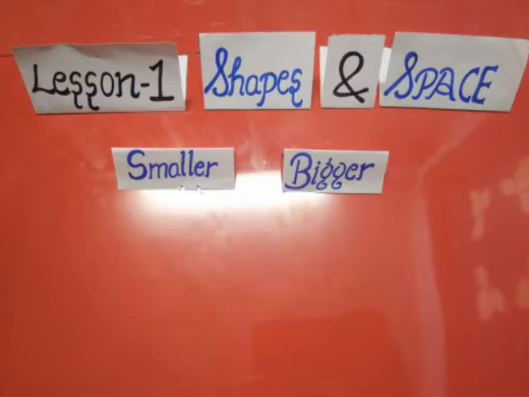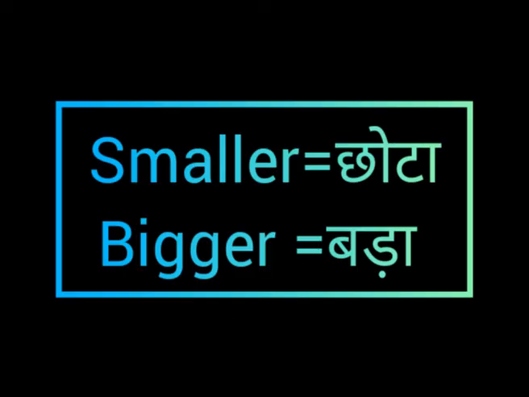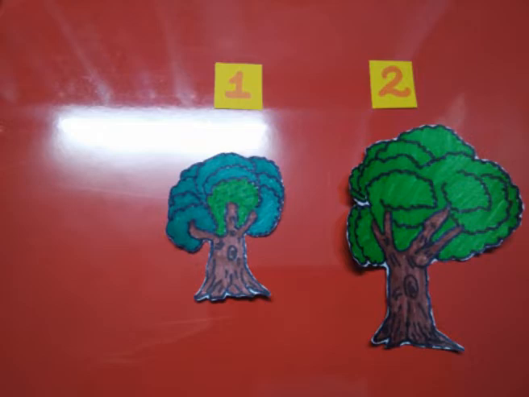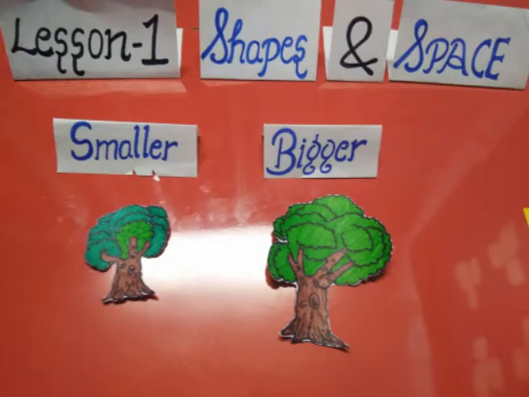So can you tell me what's the meaning of smaller and what's the meaning of bigger? Yes, smaller means chota, bigger means bada. Now we will see some examples of smaller and bigger. So let's start. So here we have two trees. Number 1 tree and number 2 tree. So can you tell me which one is bigger and which one is smaller? Yes, the number 1 tree is smaller and the tree which is in number 2 is bigger.